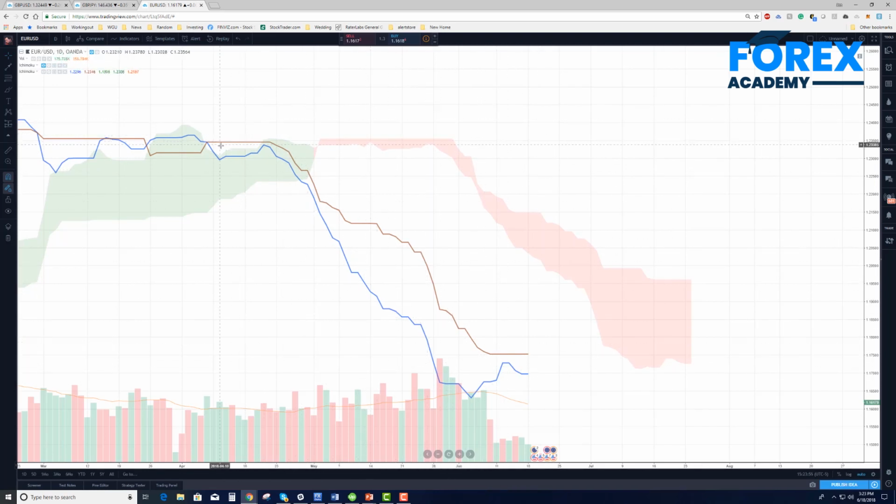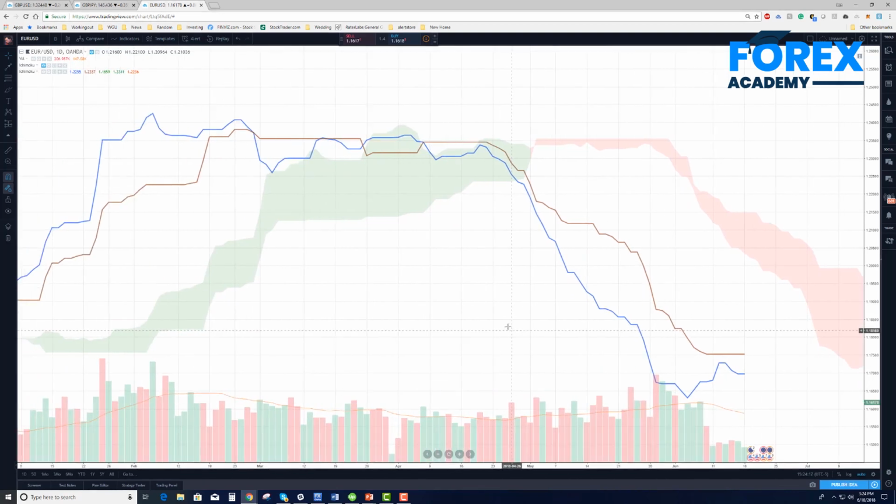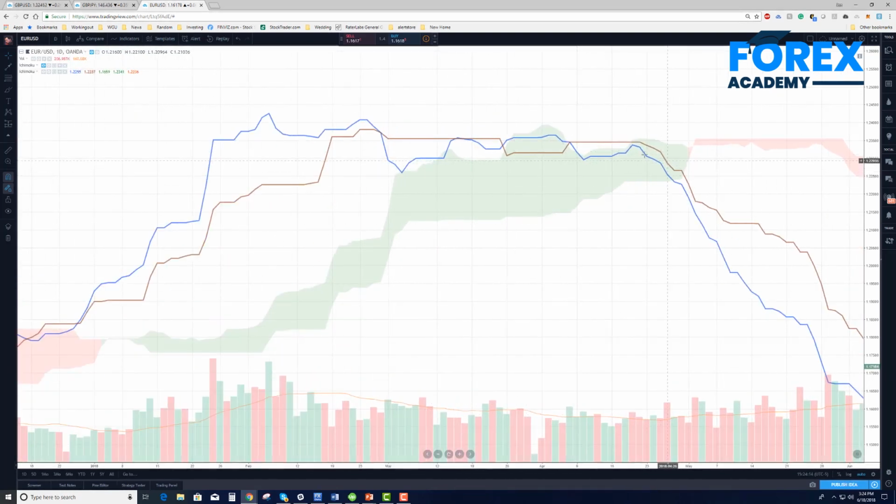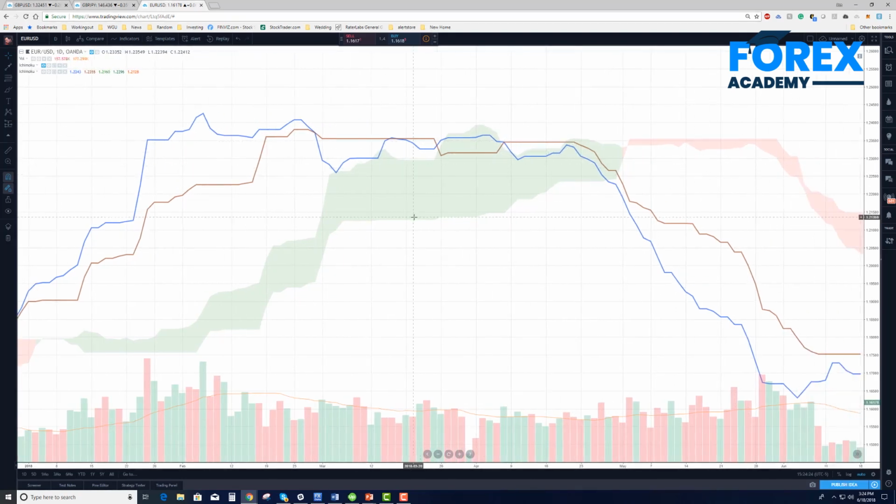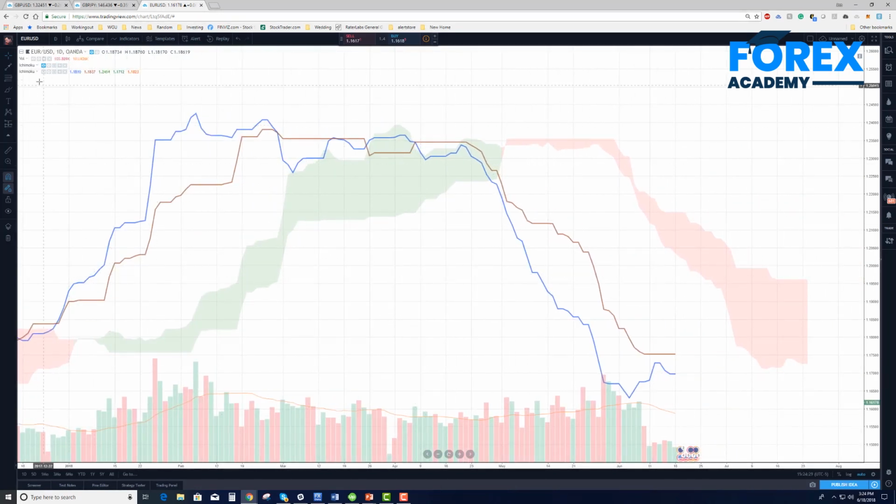All right, so this is moved forward 52 periods. So the current activity of the conversion line and the baseline is moved forward in time 52 periods. And then back here we can see that the cloud is green because the conversion line is above the baseline. You can see the same shapes form as we move forward. There's a little bit of a deviation in the graphic component here, but that's all we need to know.